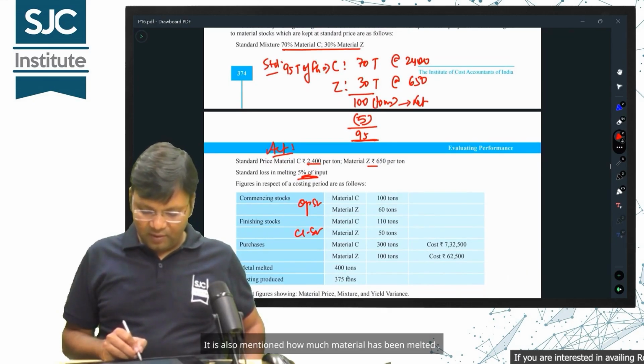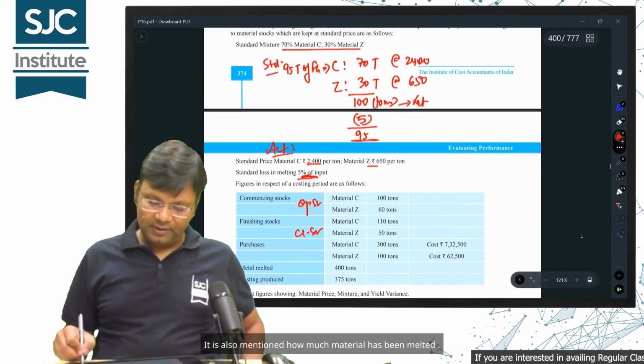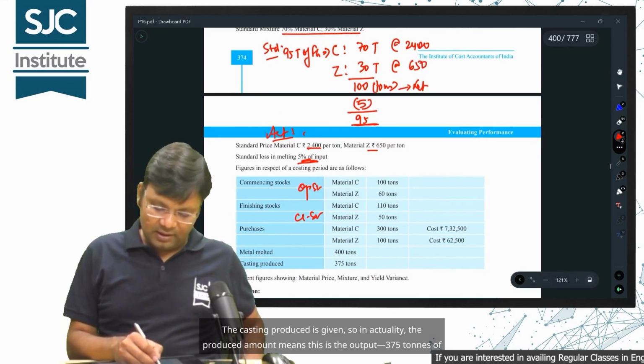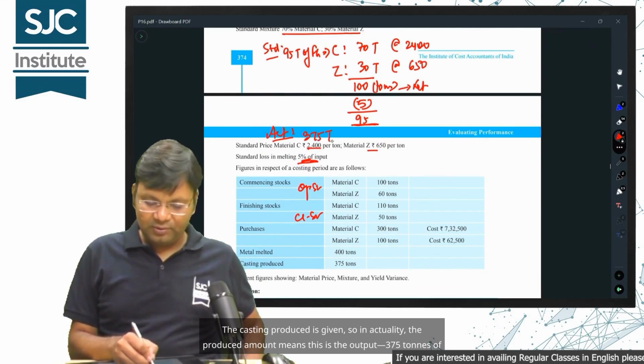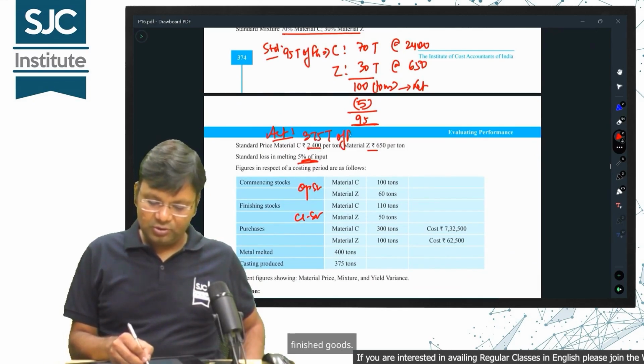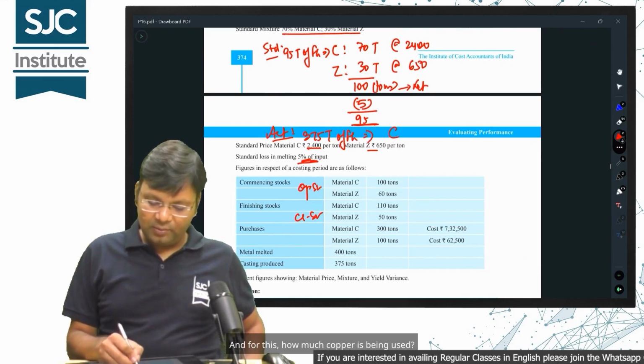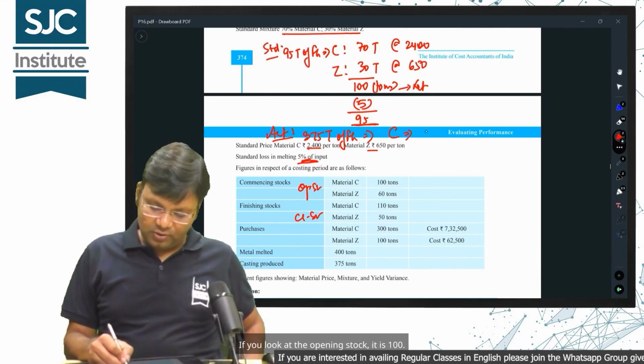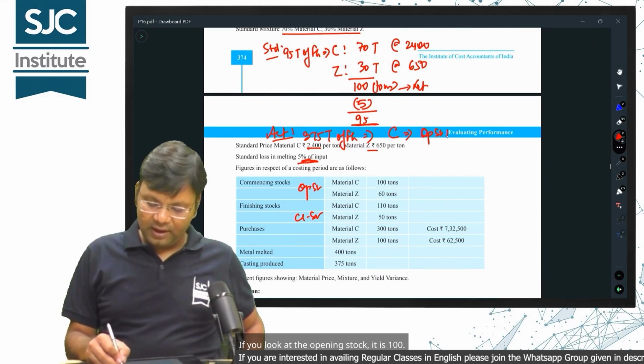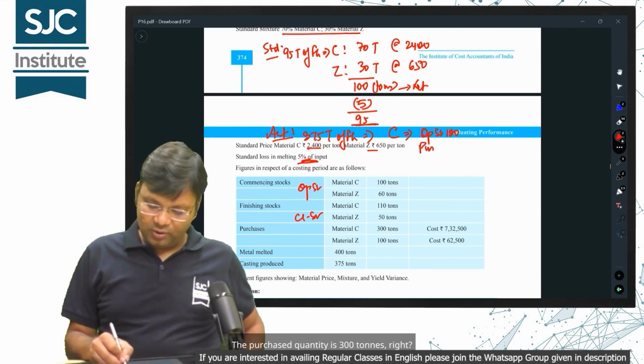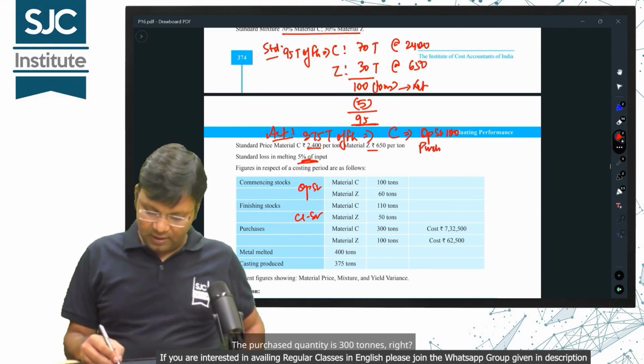It is also mentioned how much material has been melted. The casting produced is given. So in actuality, the produced amount means this is the output, 375 tons of finished goods. And for this, how much copper is being used? If you look at the opening stock, it is 100. The purchased quantity is 300 tons, right?